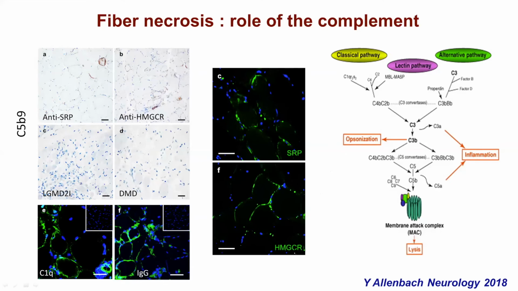showing some fibers decorated by the anti-SRP and anti-HMGCR. So even if the target of these antibodies is at the cytoplasm level, we can observe some deposits of this anti-SRP or anti-HMGCR at the surface of the muscle fibers, activating the classical pathway of the complement, leading to the formation of the membrane attack complex that makes holes in the membrane of the muscle fibers, and which presumably is the mechanism of death of these cells.